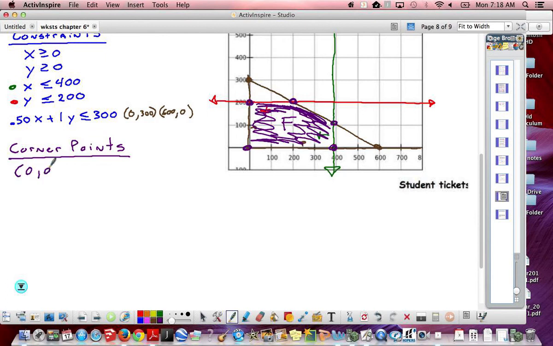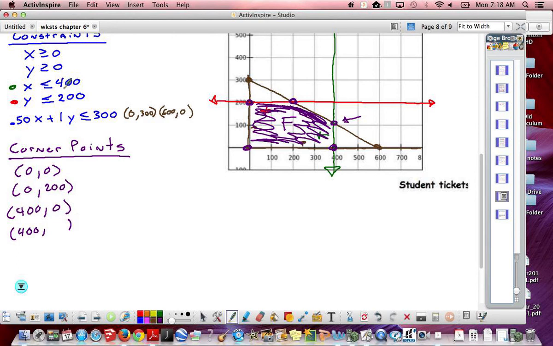We know that 0, 0 is a point. We know that 0, 200 is a point. We know that 400, 0 is a point. Now we need to find these other ones. What makes these other ones a little bit easier here is I know right now that this point's x is 400. I know that because it's intersecting the line x equals 400.